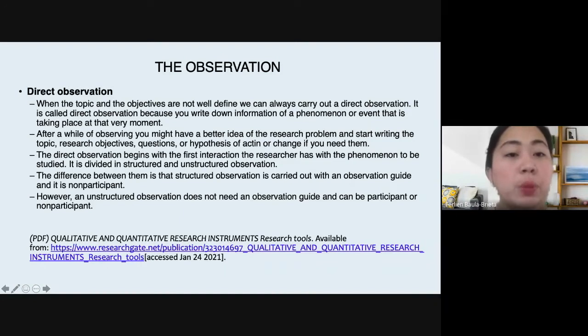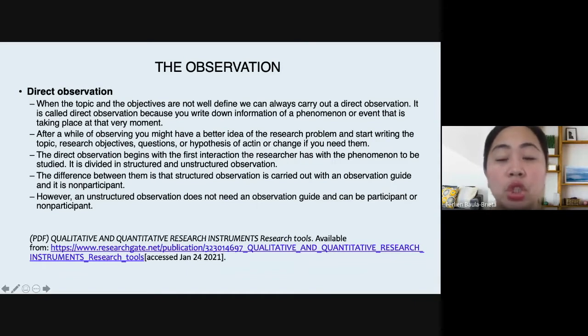So direct observation begins with the first interaction the researcher has with the phenomenon to be studied. So when a researcher goes to the community where the community pharmacy is situated, that's the first interaction. So the place will be observed, the area will be observed, and then that would be the start of your data gathering process.